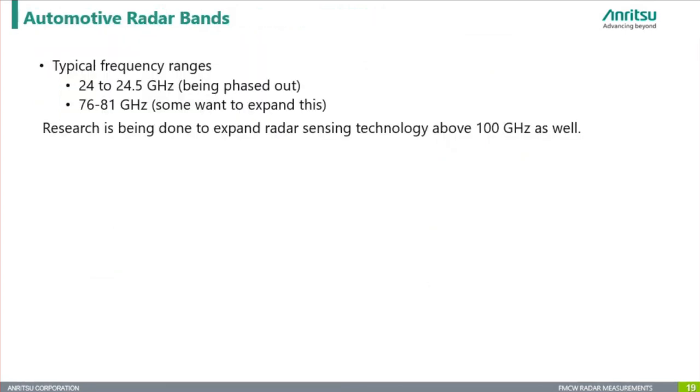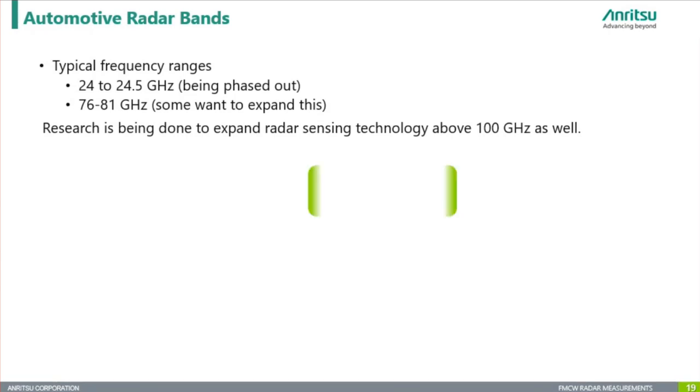So, the automotive radar bands. The 24 gigahertz frequency band traditionally used in automotive radar systems is being phased out in favor of the 76 to 81 gigahertz band, which offers higher resolution and better performance for advanced driver assistance systems and autonomous driving. Furthermore, ongoing research is exploring the potential of expanding radar sensing technology beyond 100 gigahertz, aiming to unlock even finer spatial resolution and enhanced object detection capabilities for next generation automotive applications.